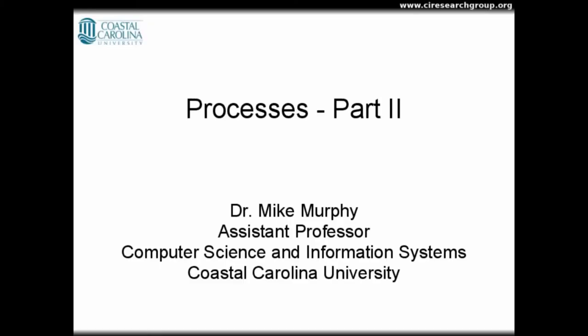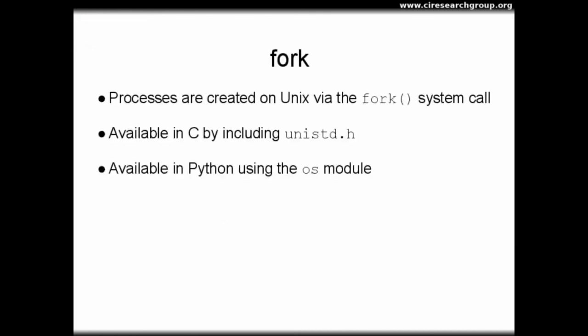In this lecture, I will continue the discussion of processes by introducing the fork, exec, and wait system calls. I will provide examples of using these system calls in both C and Python. Processes are created on Unix-like systems, such as Linux, by using the fork system call. This call is available as a C function by including the unistd.h header file. In Python, access to fork is provided by importing the OS module.